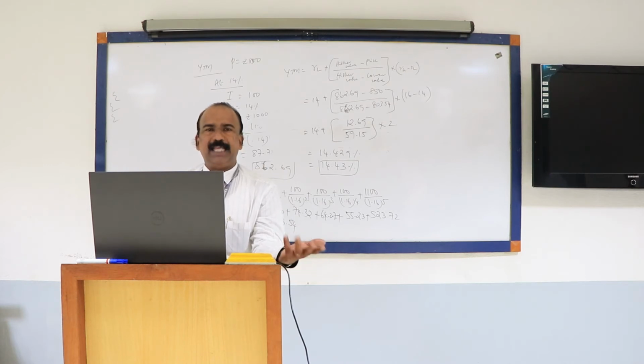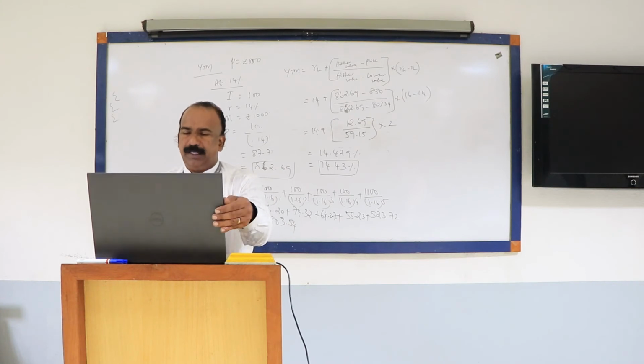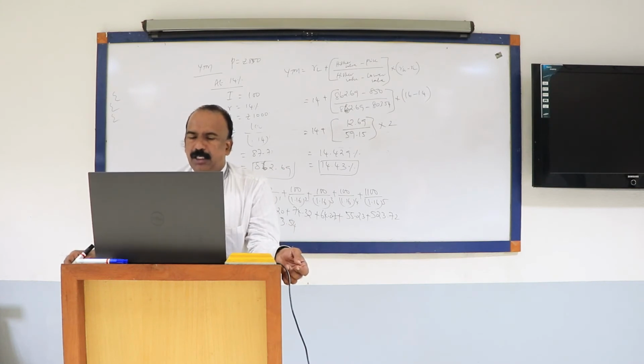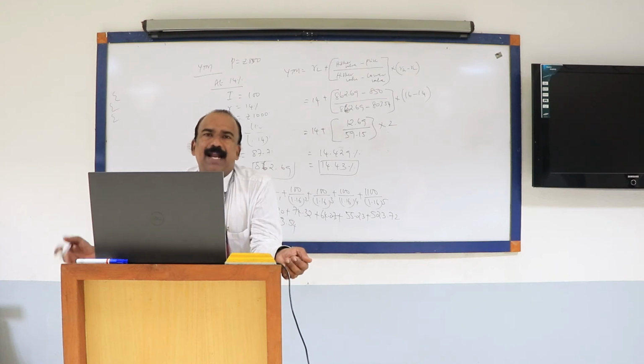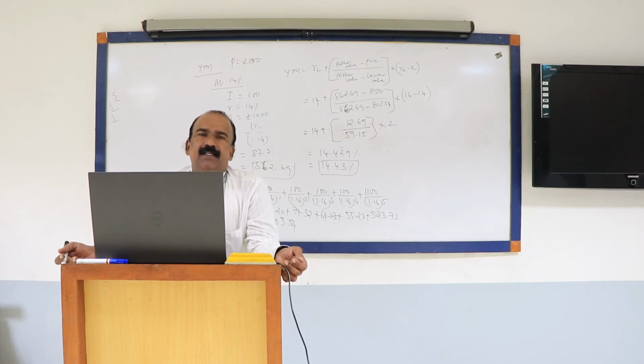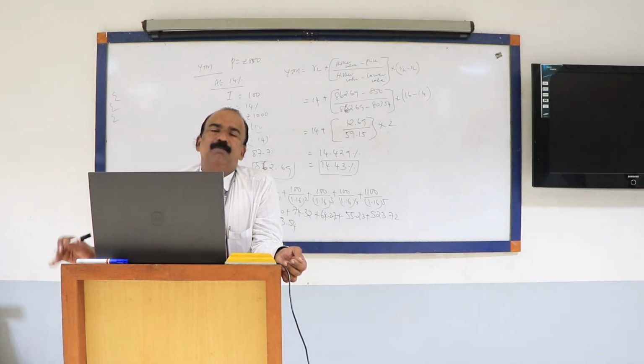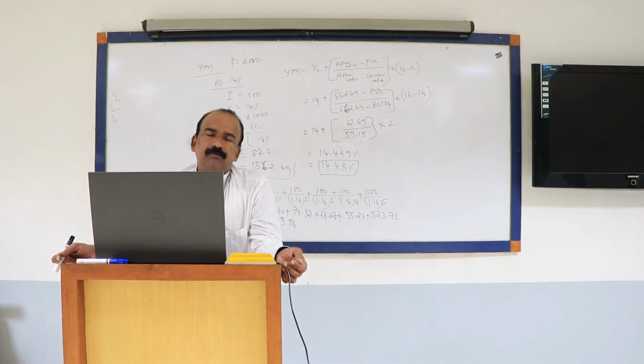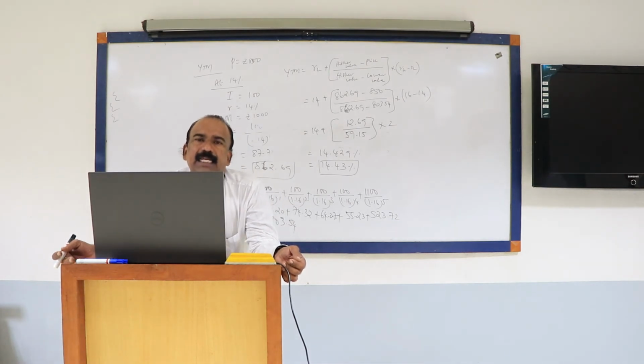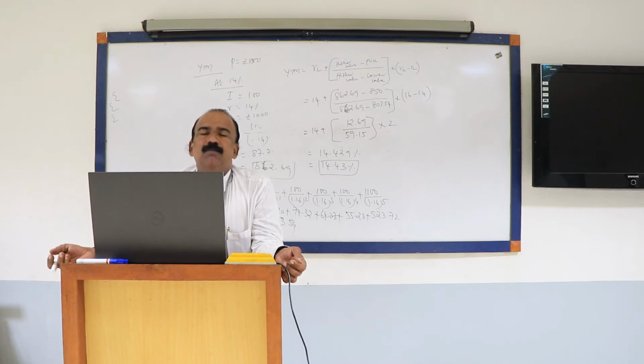Next one is yield to call, same thing. Yield to call is nothing but yield to maturity, because some bonds are callable bonds, which at any time can be called back by the issuer, by the company, before maturity. That type of bond is called a callable bond. If you want to calculate yield for callable bonds, it is called yield to call. Callable bonds are those bonds which can be called back before the maturity period.